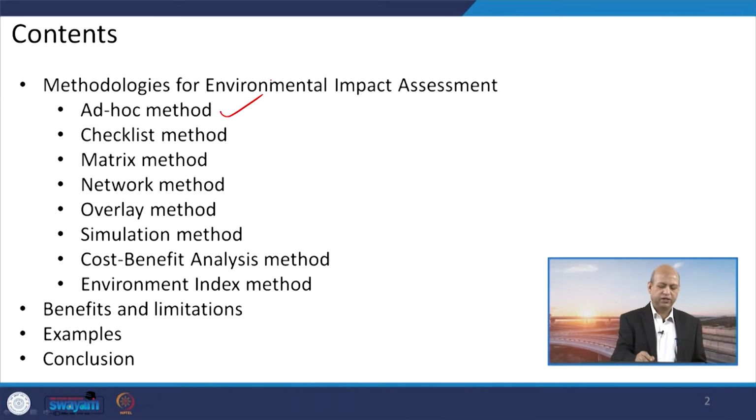So, in this lecture we will cover different methodologies of EIA, for example the ad hoc method, checklist method, then matrix method or networking method, overlay method and simulation techniques, and then cost benefit analysis and environmental index method. At several occasions different kinds of methods are used. It is not necessary that every method is applicable everywhere, and at last we will see the benefits and limitations of different methods and a few examples, and then we will conclude.